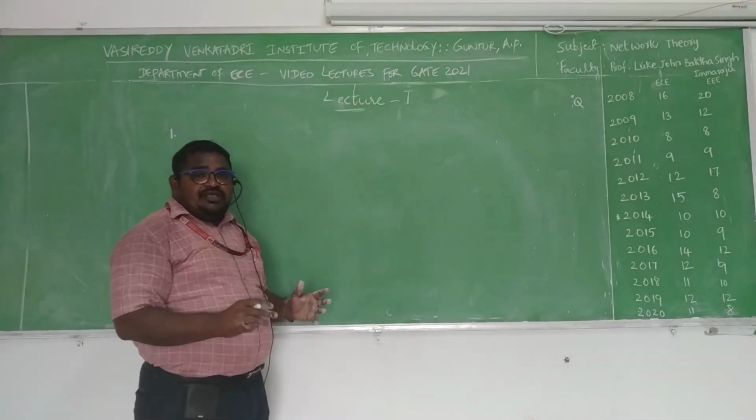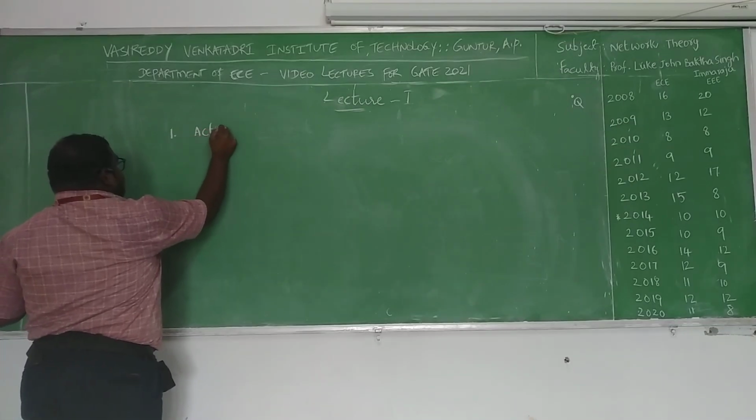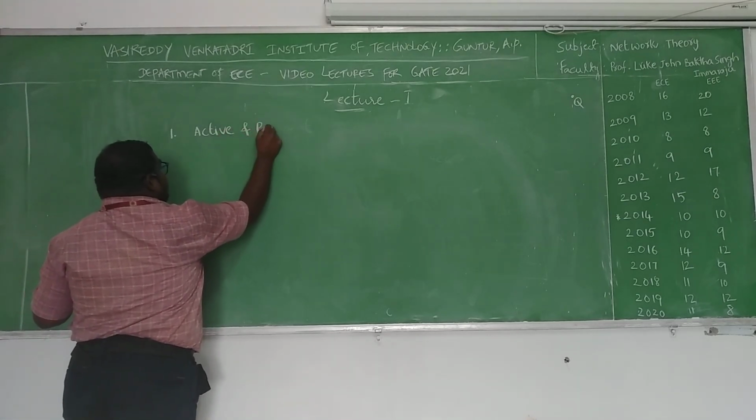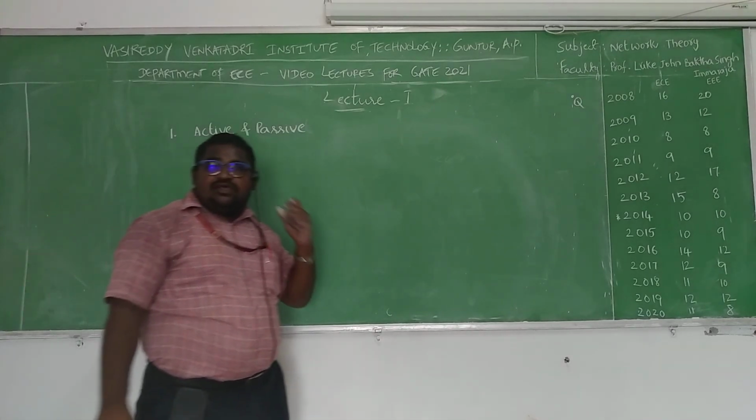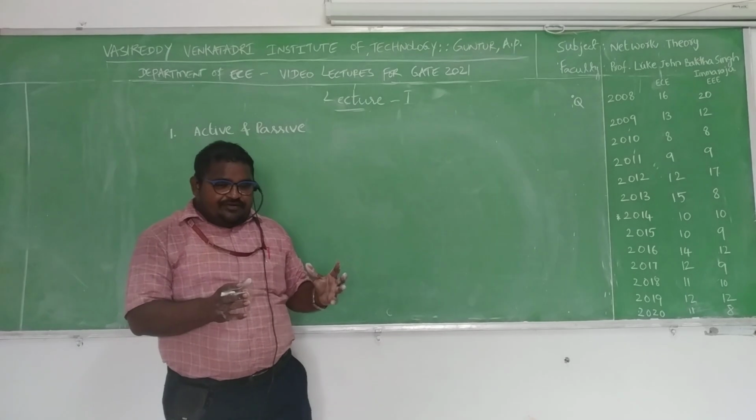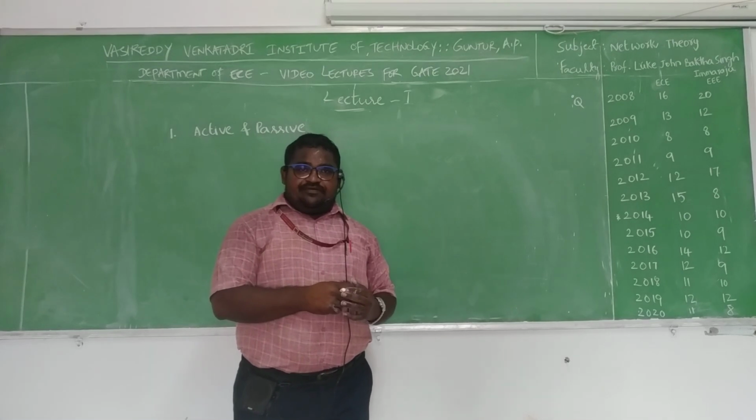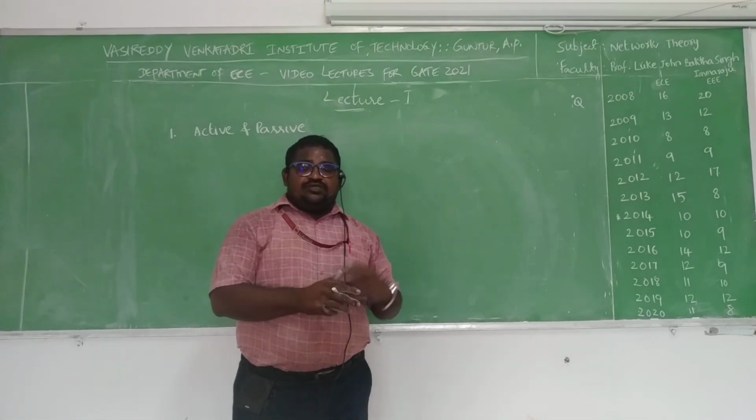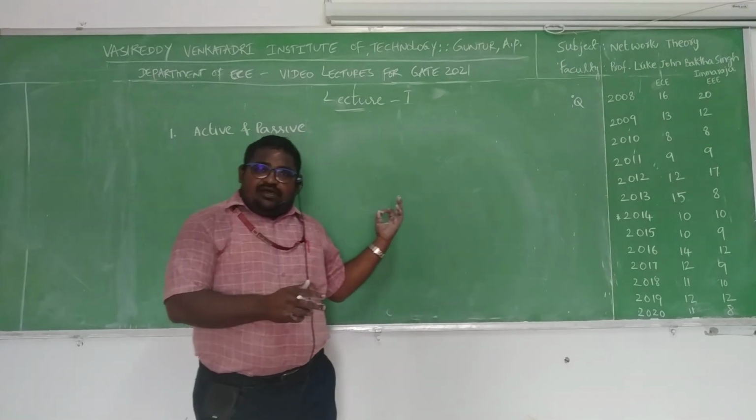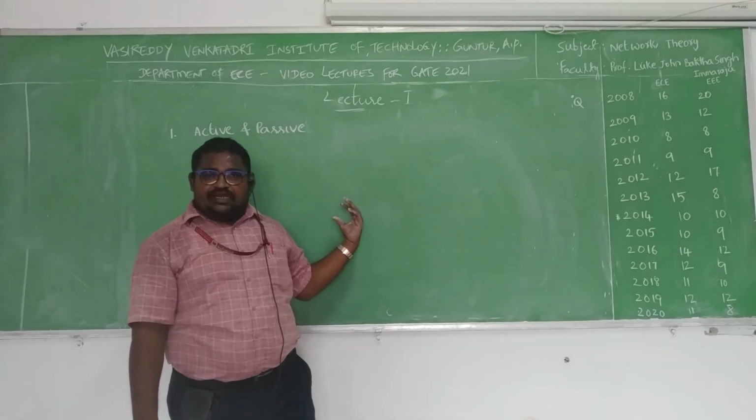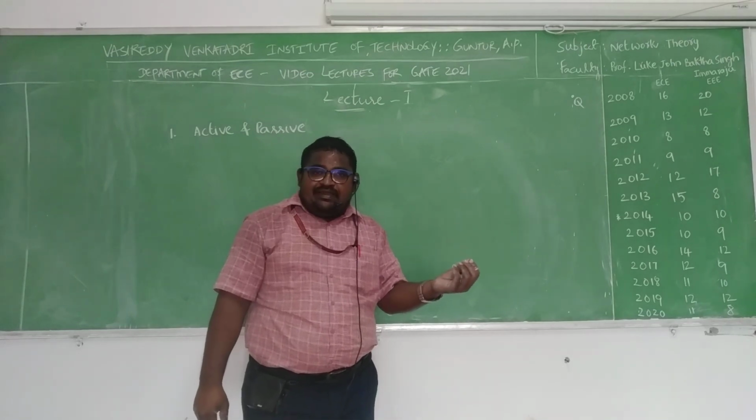So the first classification of various types of elements is active and passive elements. Active elements: in a network, energy sources are called active elements. We have two energy sources, either voltage source or current source. A voltage source is the source of energy in the form of electric potential or voltage, and a current source is the source of energy in the form of electric current.